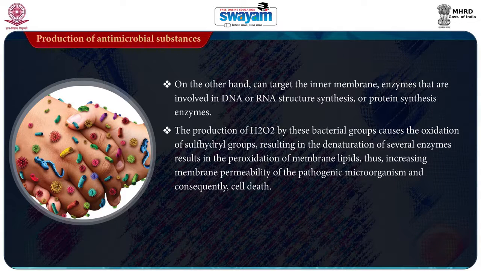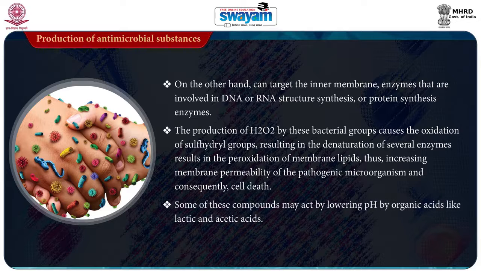Similarly, the production of hydrogen peroxide by these bacterial groups causes the oxidation of sulfhydryl groups, resulting in denaturation of several enzymes, and peroxidation of membrane lipids, thus increasing membrane permeability of pathogenic microorganisms, consequently cell death. Some of these compounds may act by lowering the pH by organic acids like lactic as well as acetic acid.